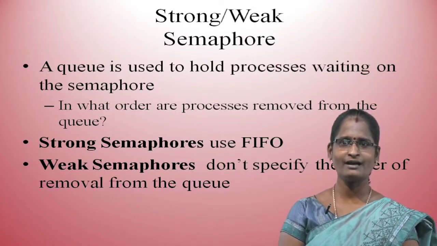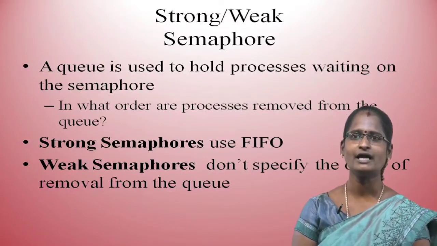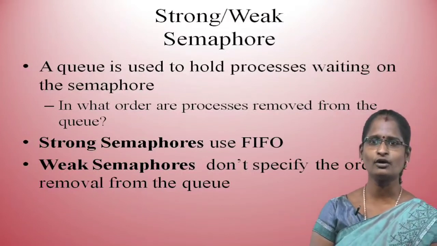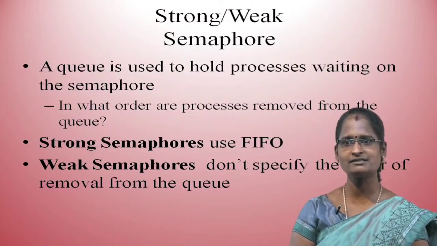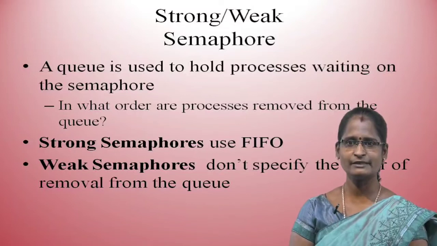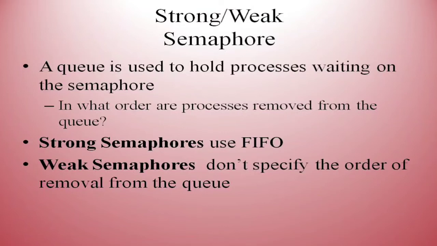The removal policy is first in, first out. That is called a strong semaphore. The process that has been blocked the longest is released from the queue. A semaphore that does not specify the order in which processes are removed from the queue is a weak semaphore. The weak semaphore does not specify the order of the semaphore mechanism.